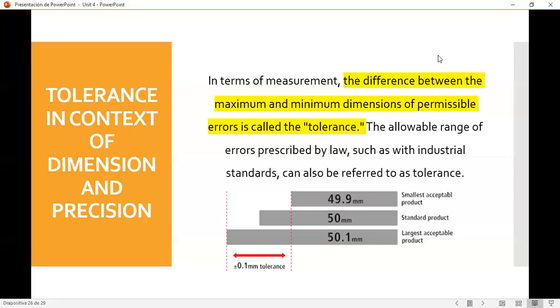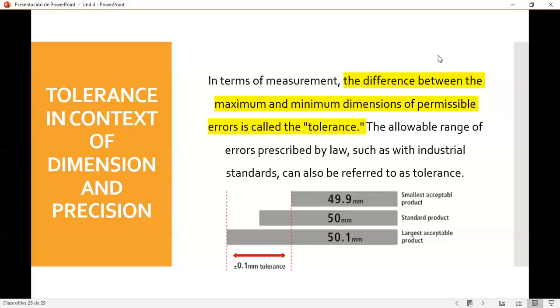Imagine I have a 50.3. No, that's not acceptable. It's 0.3 millimeters more. So that's a lot, and that may affect the function of my product, the utility of my product, the quality, the durability, and stuff like that. So that's something that we have to know when we talk about tolerance.